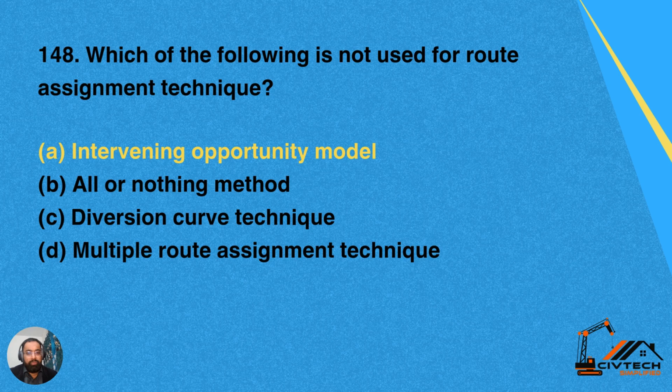148. Which of the following is not used as a route assignment technique? Option A, intervening opportunity model. Option B, all or nothing model. Option C, diversion curve technique. Option D, multiple route assignment technique. So A, intervening opportunity model is the correct answer. This is not used as a route assignment technique.